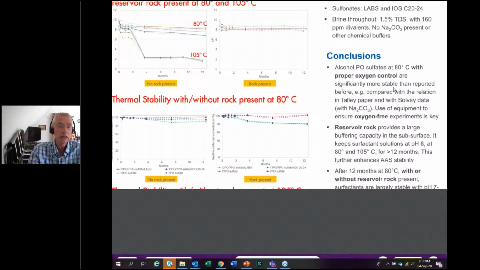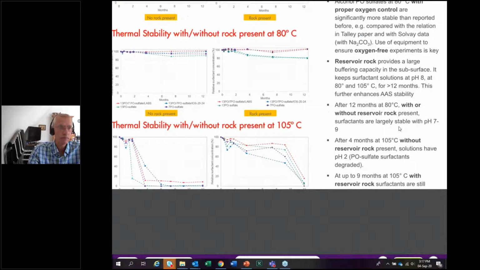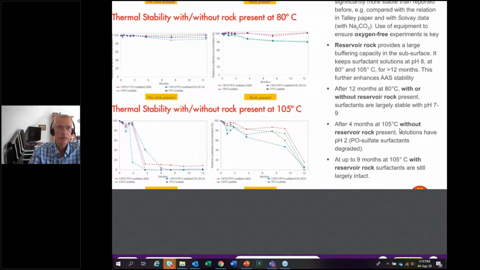And the key to these experiments, which are representative of the subsurface, is that we exclude oxygen as far as possible in the lab experiments, and we've used reservoir rock, which will always be there in a large surface area as a pH stability mechanism. So thank you very much for your attention. I'd be very pleased to see if I can answer any questions.